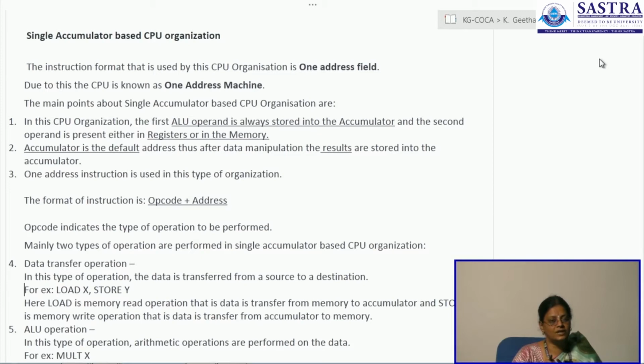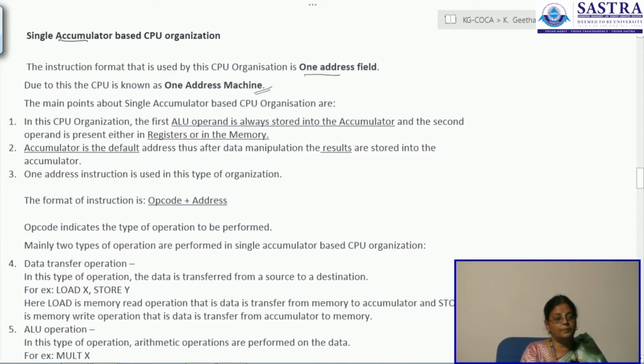So in today's session, we will continue with the single accumulator based CPU organization. Here we have only one address field, and that address field specifies one of the data, and the remaining data will always refer to the accumulator. That's what we mean by single accumulator. Because of this situation, this CPU is sometimes also referred to as a one address machine if it follows single accumulator based CPU organization.